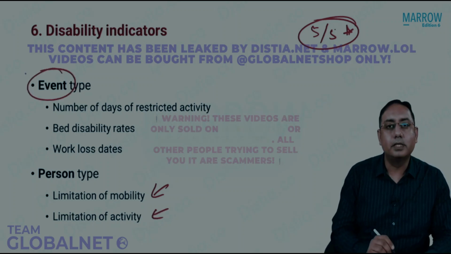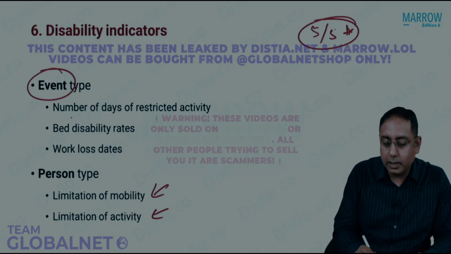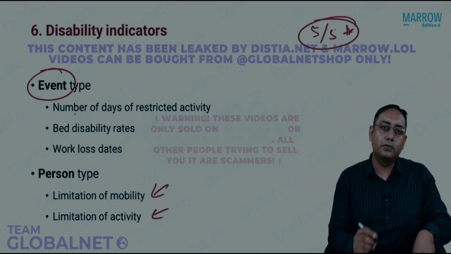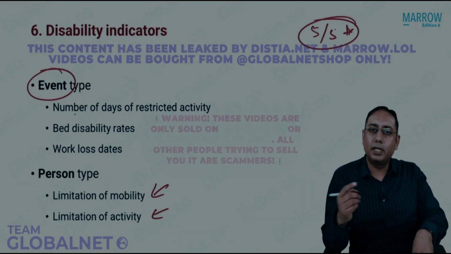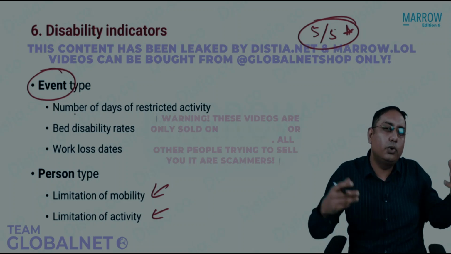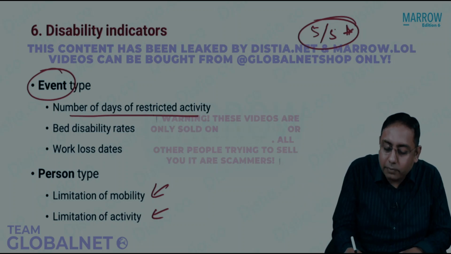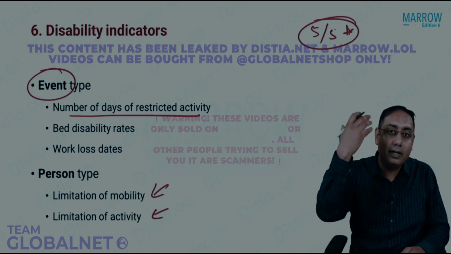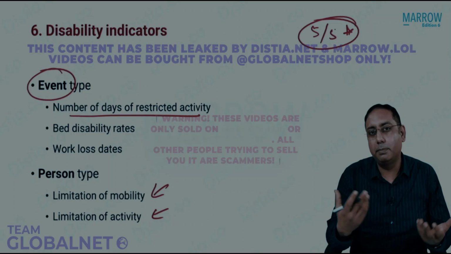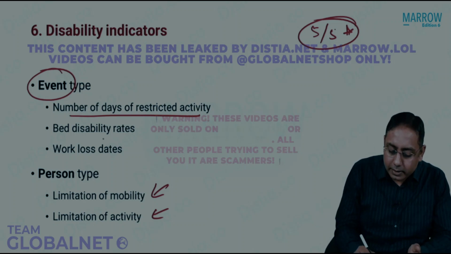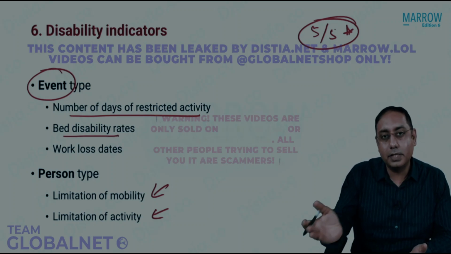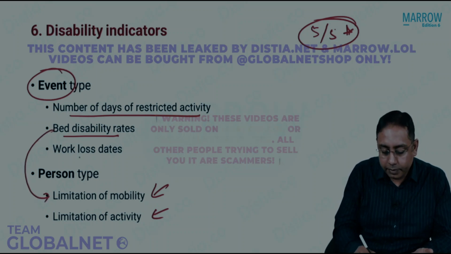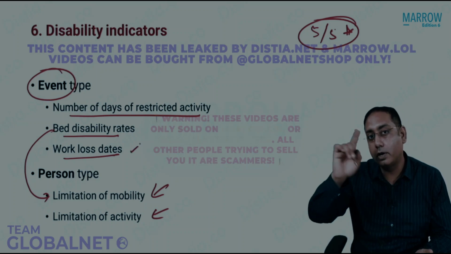Next is event type disability. Here we don't talk in terms of the person not being able to move or a limitation of activity. We talk about him not being in a good mood to work, so the number of days of restricted activity. It may talk to you about mental disabilities or depression or stress. Then there are bed disability rates, where the patient was on the bed. Of course, this corresponds to limitation of mobility. Then there are work loss days, again with depression.